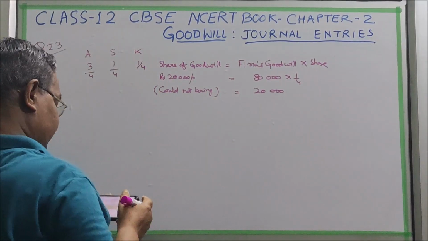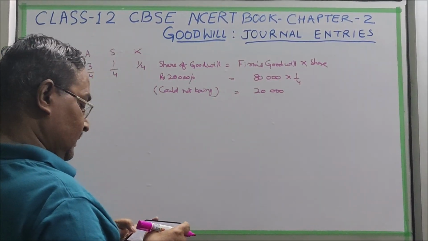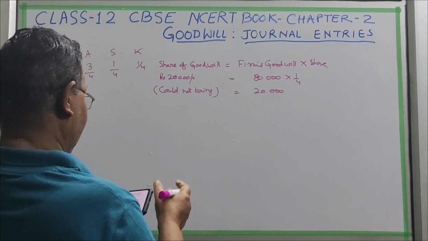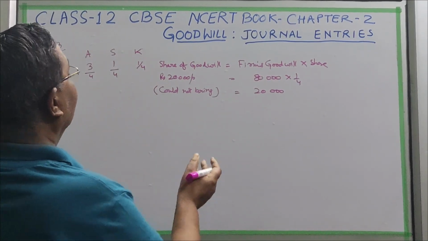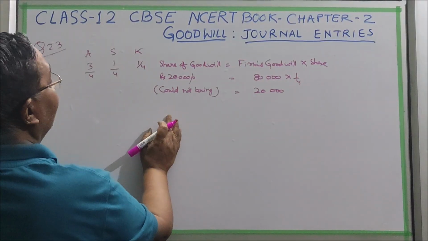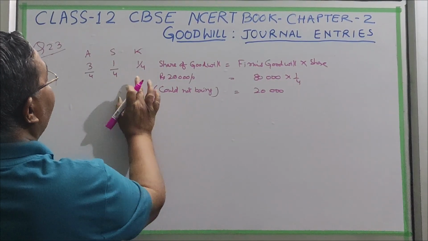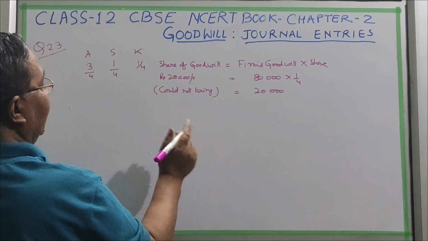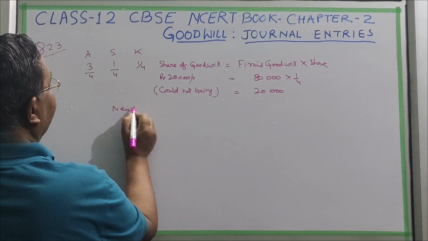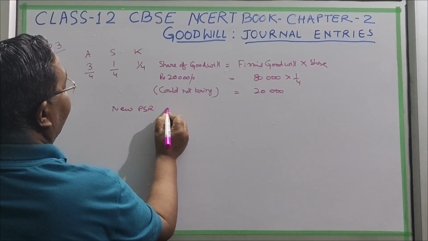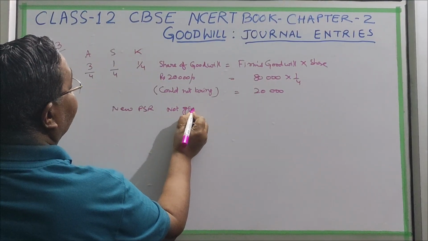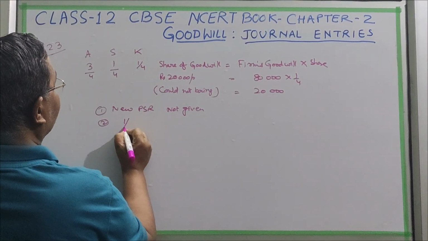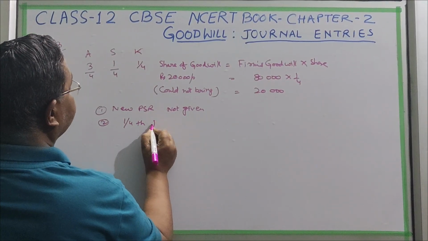Record the journal entry for goodwill. So only this one they want. Now 1/4 share, from whom? The new PSR has not been given. New PSR not given. And 1/4 from whom? From whom is not given.